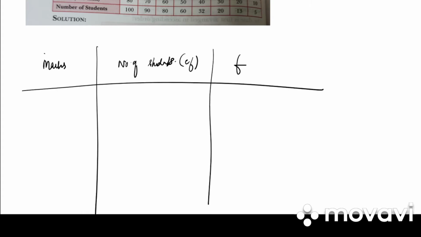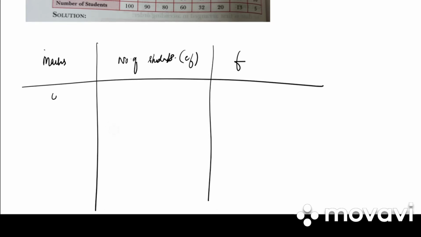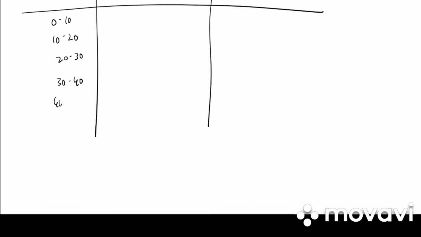Calculate median, quartiles, 6th decile and 70th percentile from the following data. So they have given us marks and number of students. They have given a less than marks. So this is cumulative frequency. We need to find out the frequency. They have given us less than 80, 70, 60. So it is 0 to 10, 10 to 20, 20 to 30, 30 to 40, 40 to 50, 50 to 60, 60 to 70, 70 to 80.